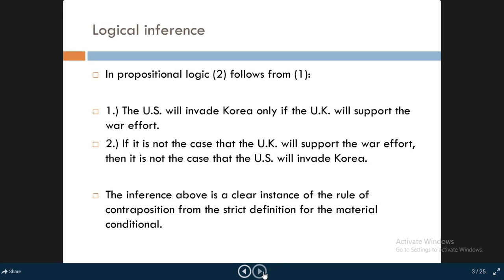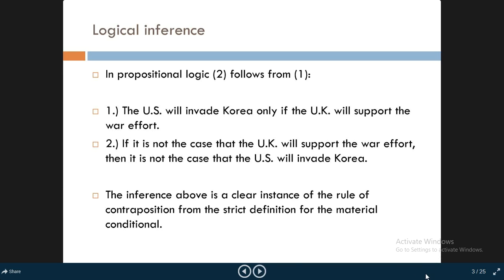Logical inference. In propositional logic, 2 follows from 1. Logic 1: The US will invade Korea only if the UK will support the war effort. So "only if" is representing the logic. 2: If it is not the case that the UK will support the war effort, then it is not the case that the US will invade Korea. It is clear that 2 is a restatement of 1. The inference above is a clear instance of the rule of contraposition from the strict definition of the material conditional.